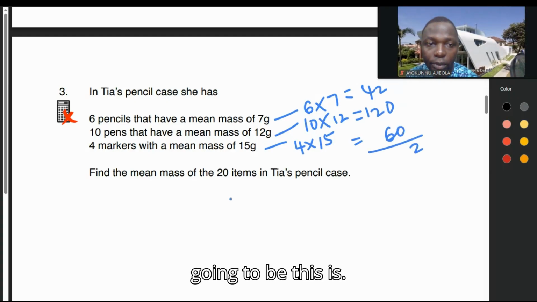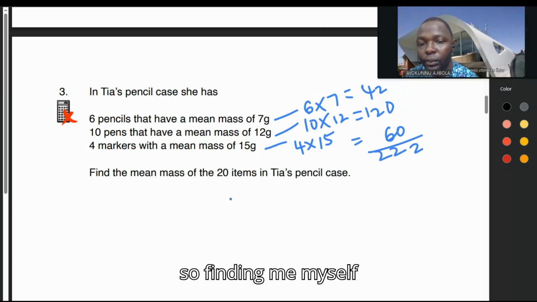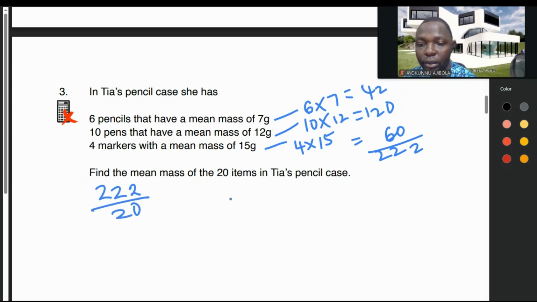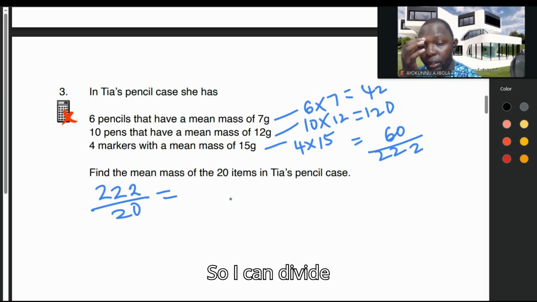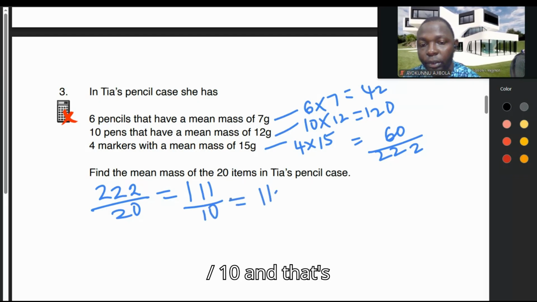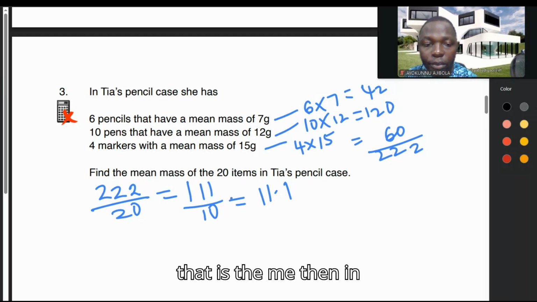Then this is 222. So to find the mean mass of the 20 items, that is 222 divided by 20. So we can divide by 2. That's 111 over 10. And that's 11.1 grams. So that is the mean.